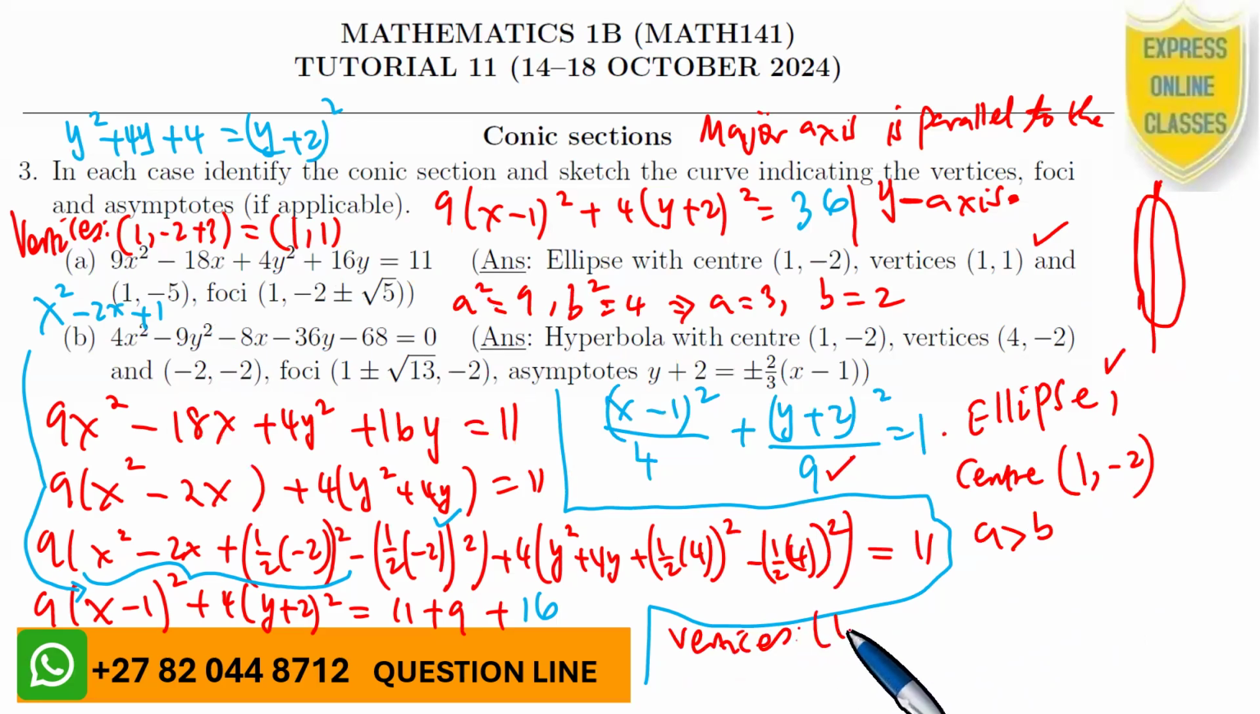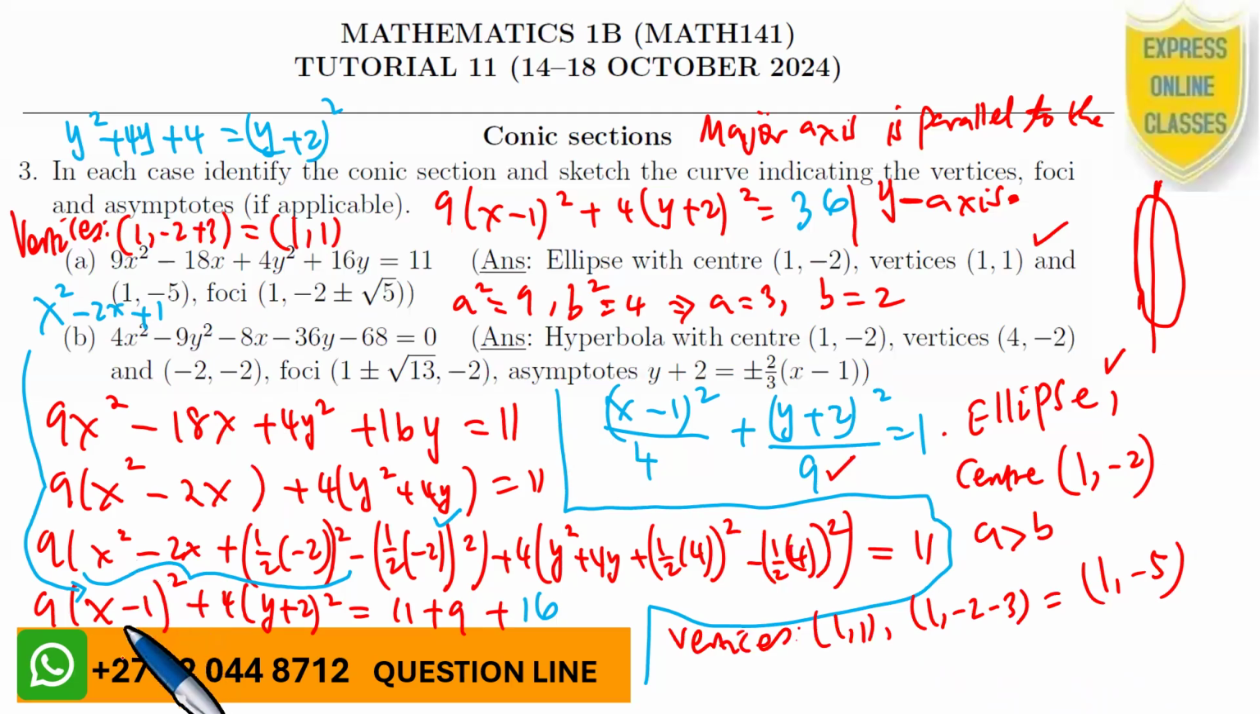So the vertices would be (1, 1), (1, -2). Then you subtract 3, you subtract A, and then it is minus 5. Yeah, so it's okay.